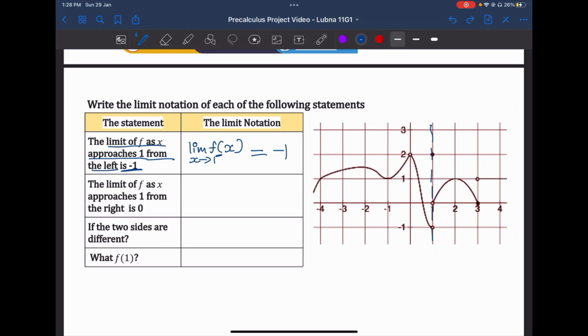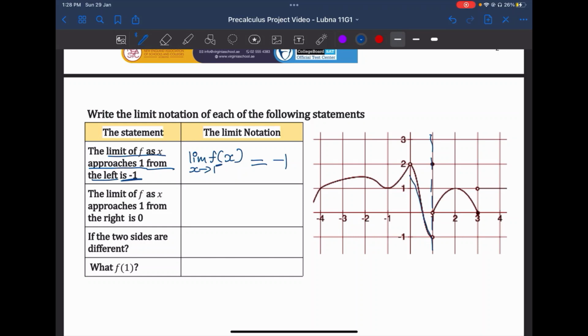As it approaches 1 from the left, this is the graph that goes to the left side, and here is the removable discontinuity because it's going to the left side, and the y value is equal to -1. So this is correct because it says is -1.